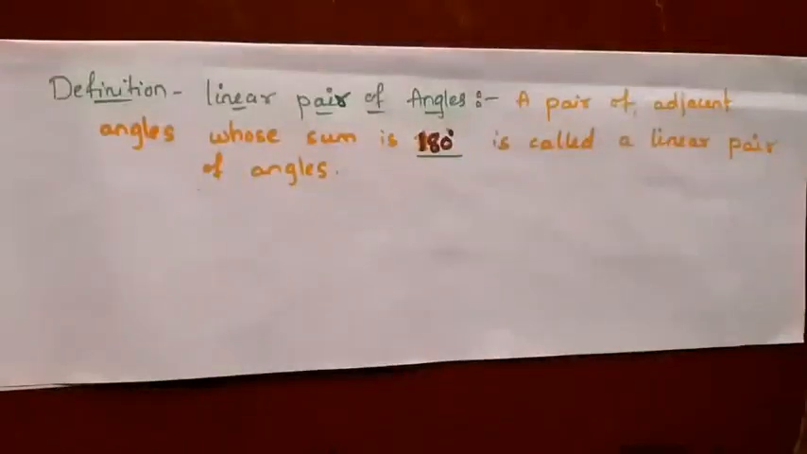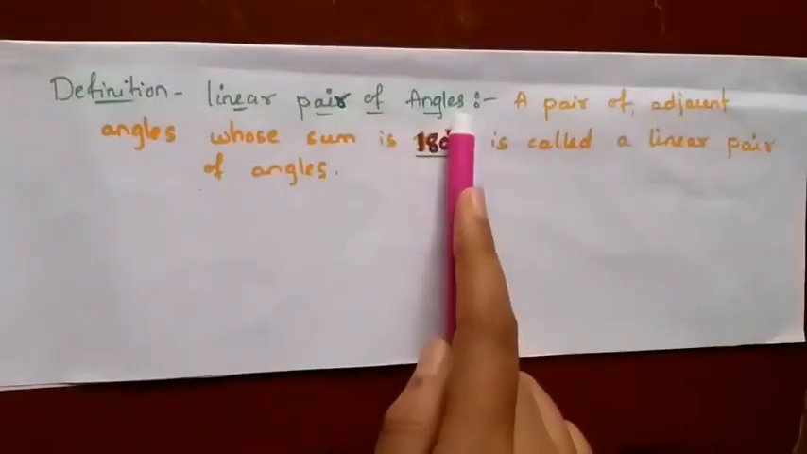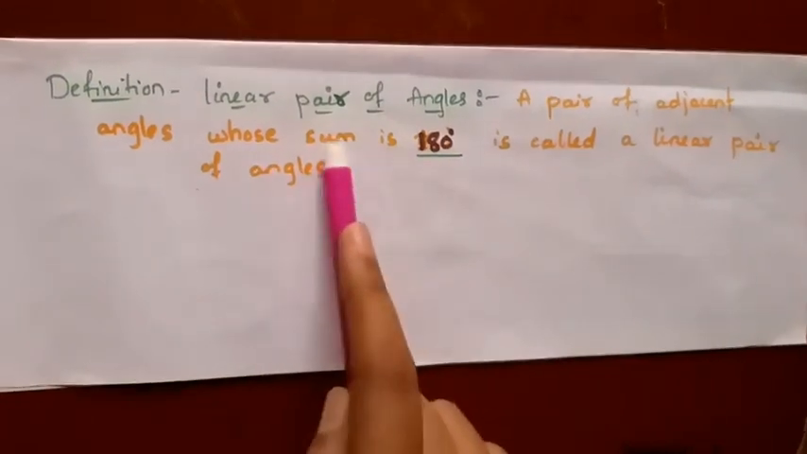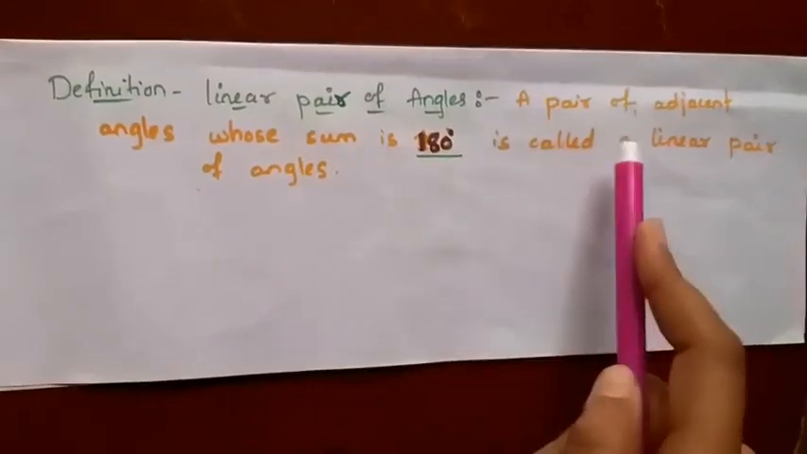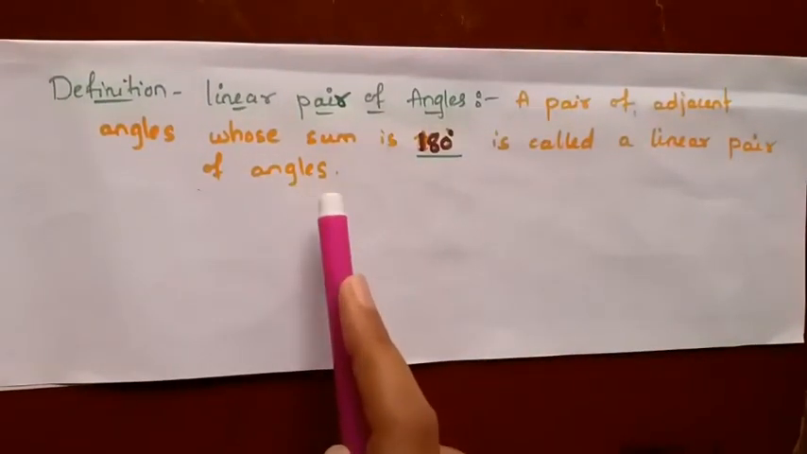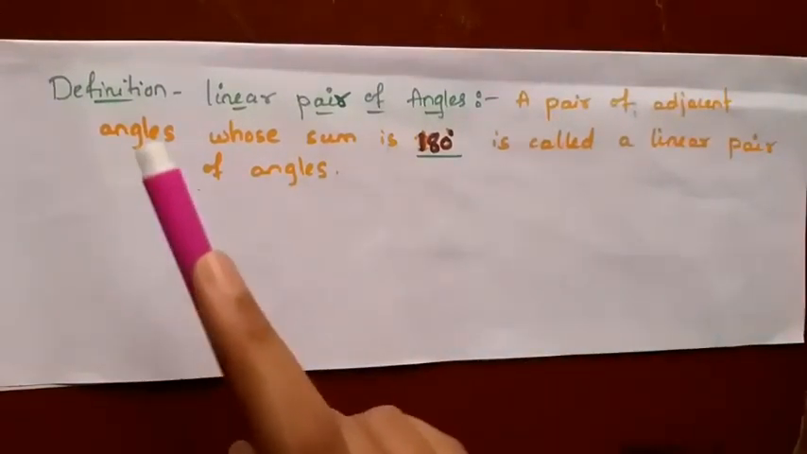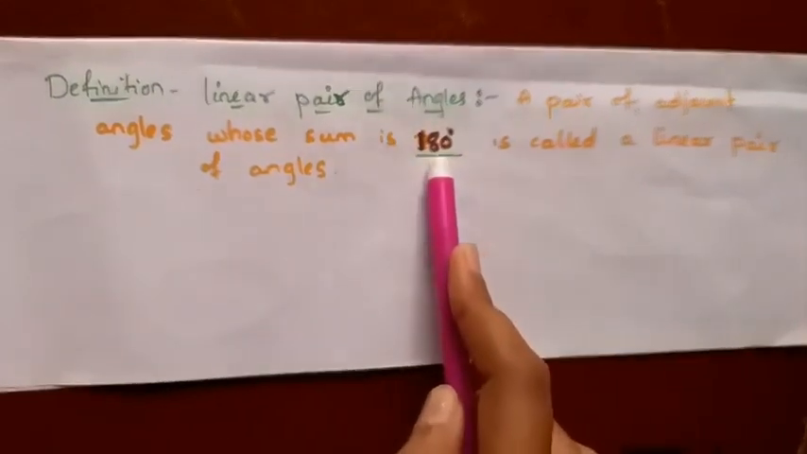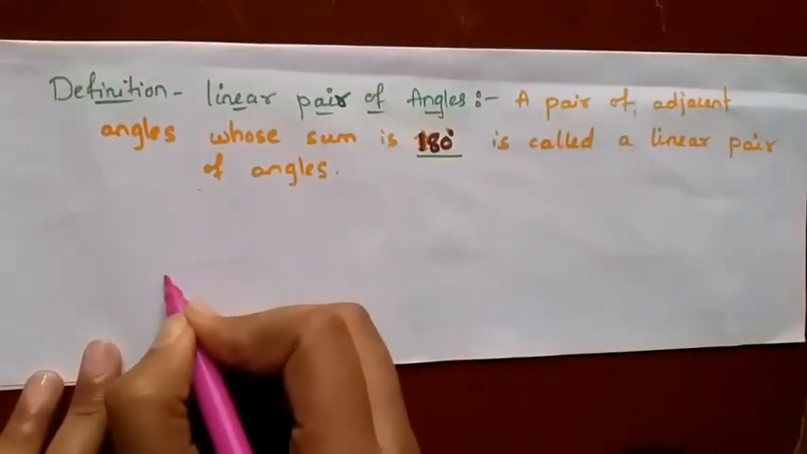Before starting the next exercise problem, we have to know this definition. The definition is linear pair of angles. A pair of adjacent angles whose sum is 180 degrees, or a straight angle, is called a linear pair of angles. Here, adjacent angles means the angles which are next to each other, whose sum is always 180 degrees.